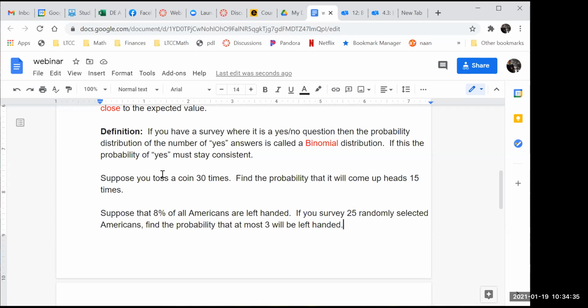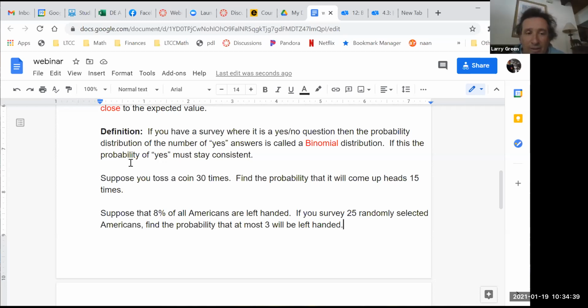Yeah, you're either left-handed or you're not left-handed. Do you agree? So it's binomial. The hardest part about this section is understanding the words "at most" and words like that. If it's at most 3, then what does that mean? What does at most 3 mean?